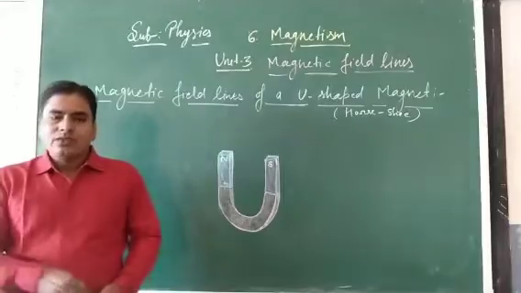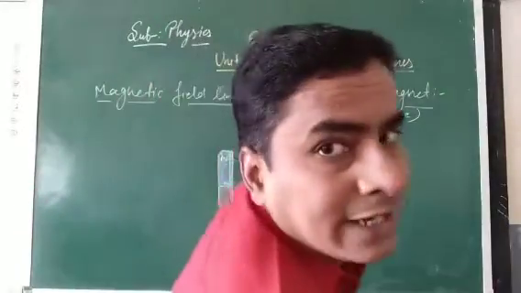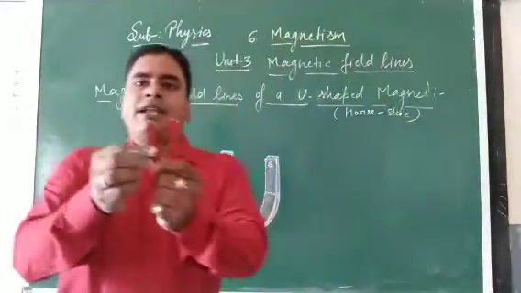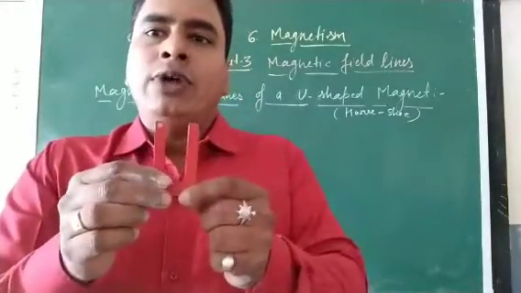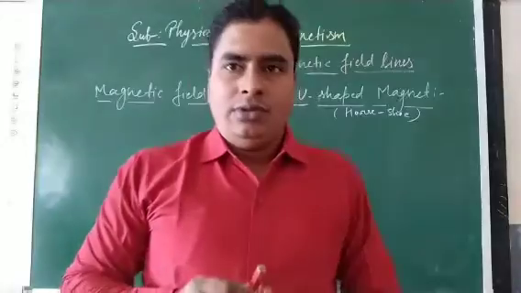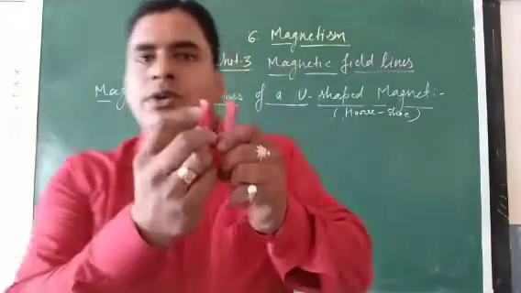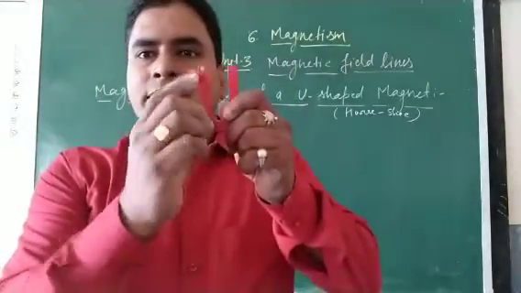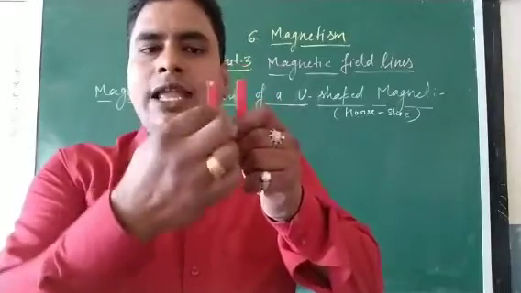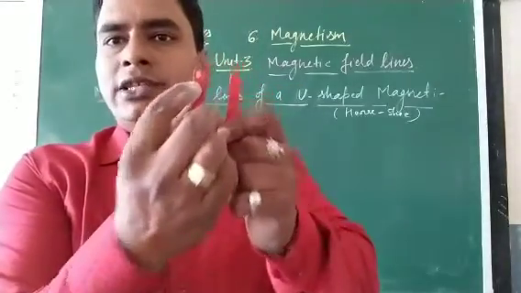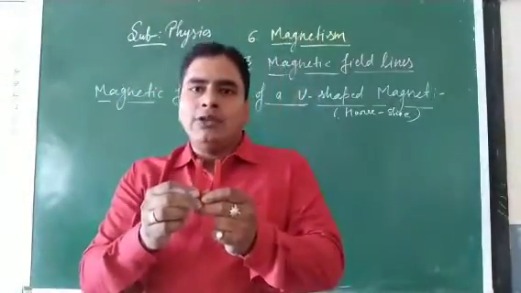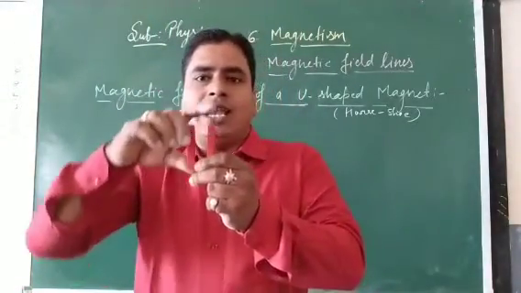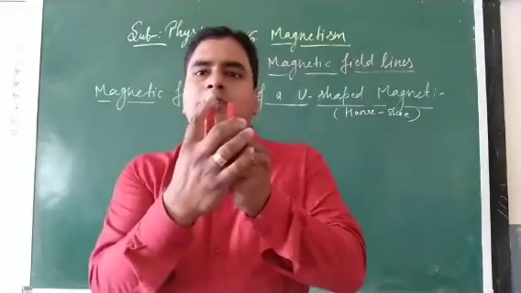Clear? So students, this is the U-shaped magnet. How can you identify its north and south pole? Here, at one leg, you can see one white dot is given. So here you can easily identify that it is the north pole, and the other one is the south pole.